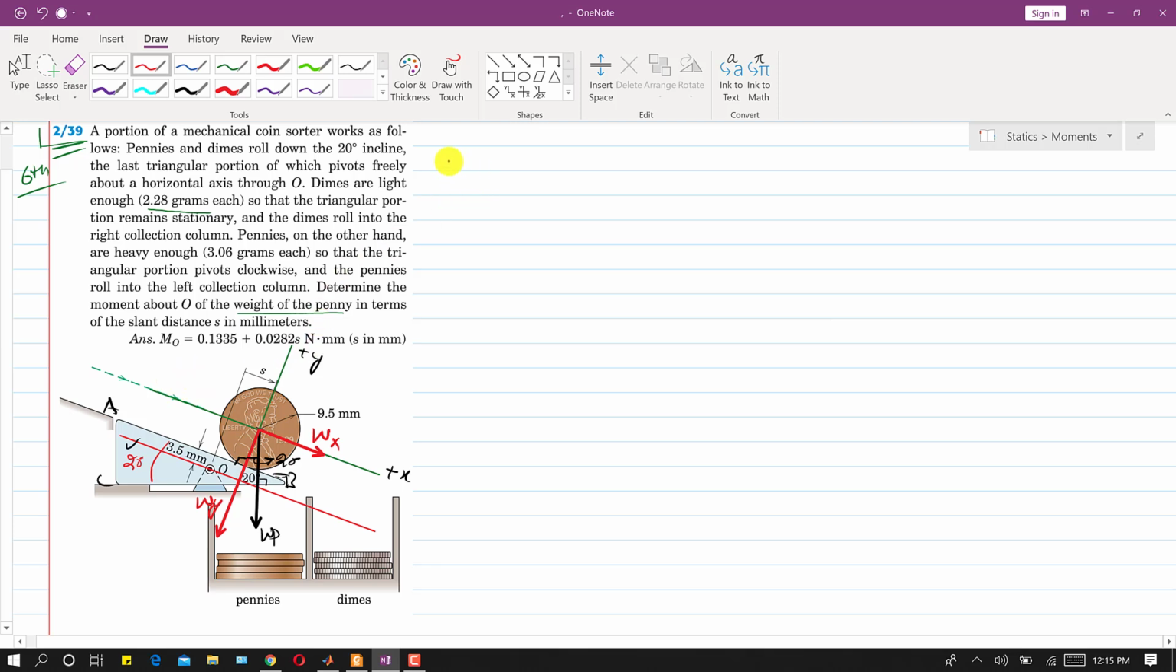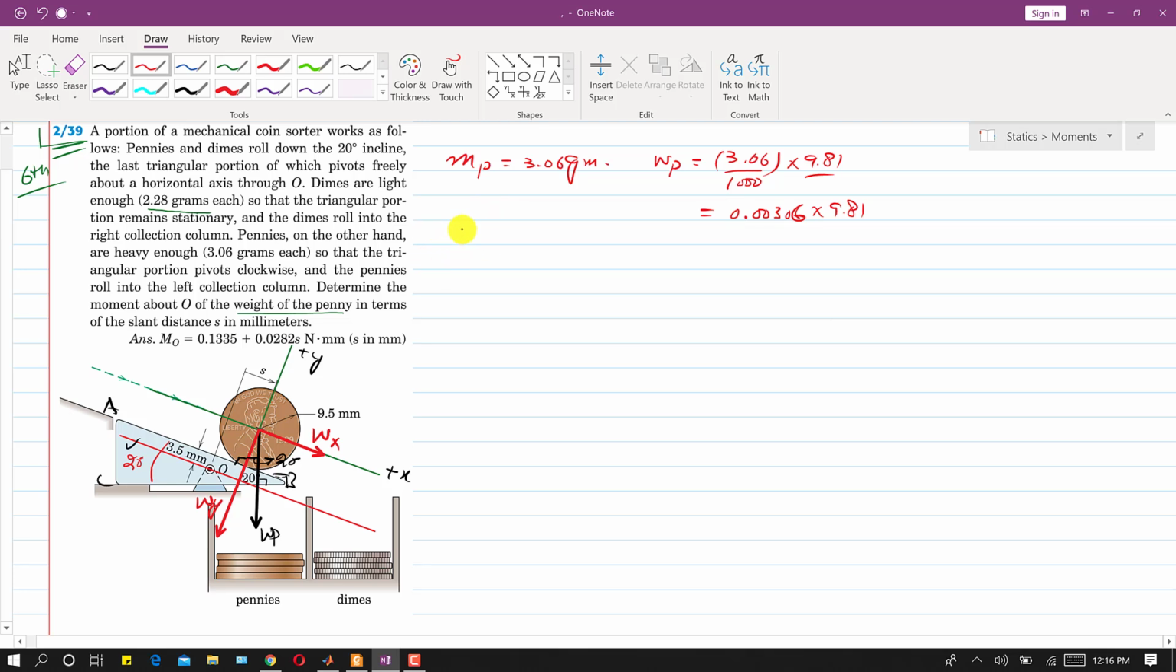First let me write that the mass of the penny is 3.06 grams. So the weight of the penny will be equal to 3.06 divided by 1000 to convert it into kilograms, times 9.81. So this will be the weight. We will get 0.00306 times 9.81. So this is the weight.